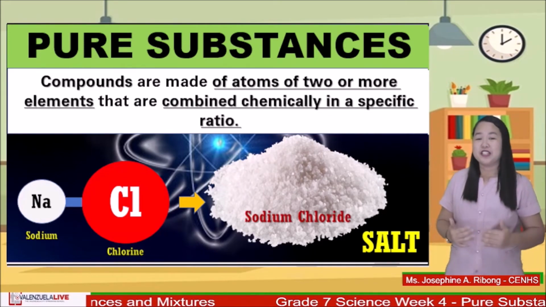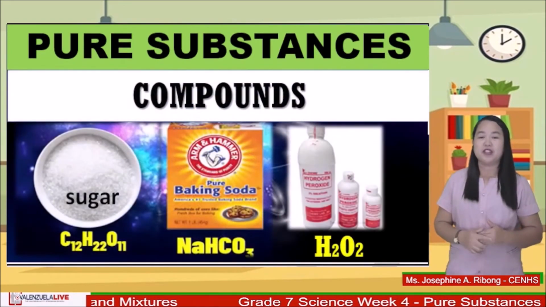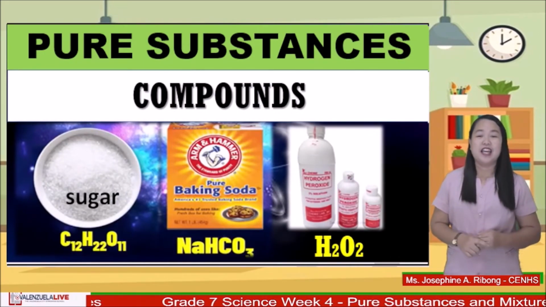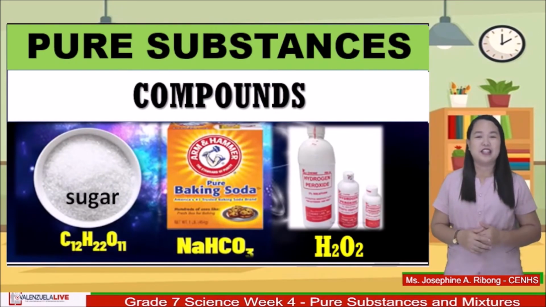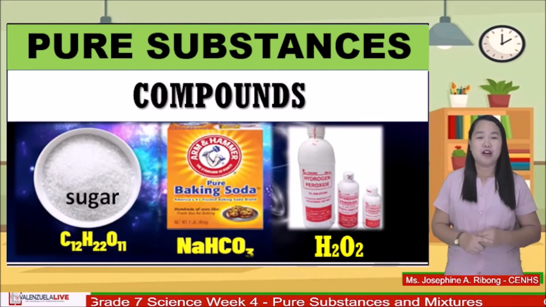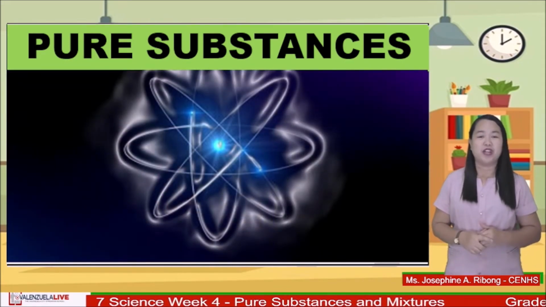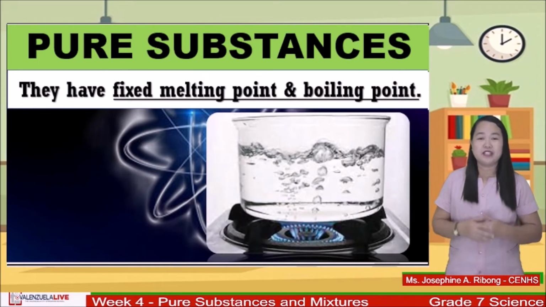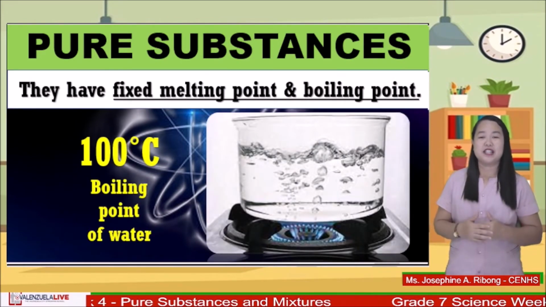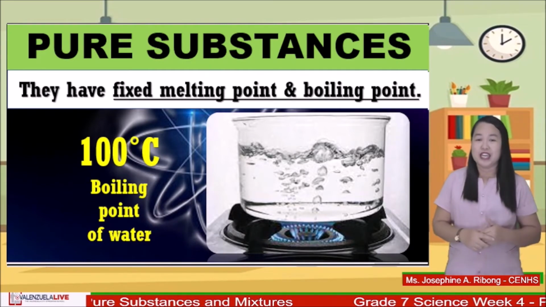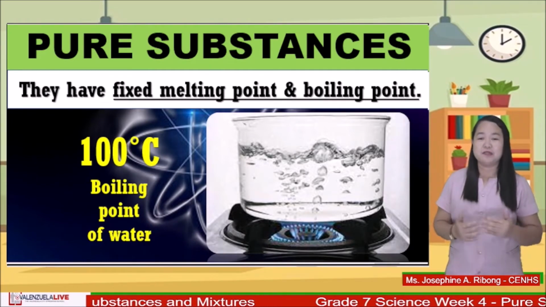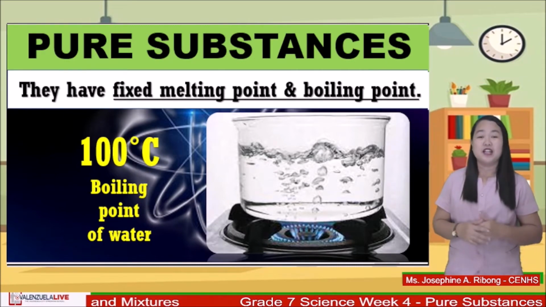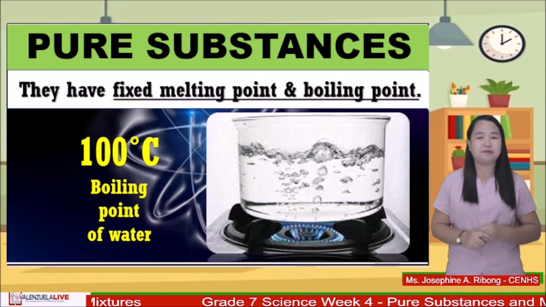Here are other examples of compounds that may be found at home. We have sugar, baking soda, and hydrogen peroxide. Another property of compounds is that they have a fixed melting point and boiling point. As an example, water boils at exactly 100 degrees Celsius. This will not change unless you add other substances and find impurities or undissolved particles, just like in our example.